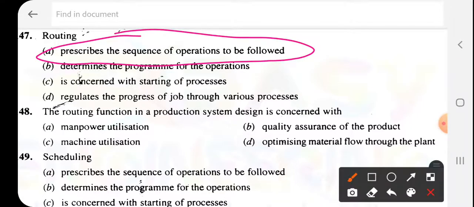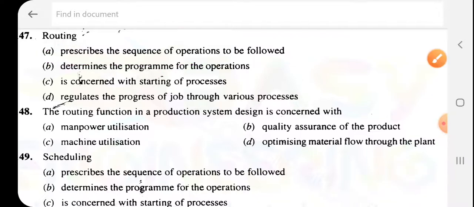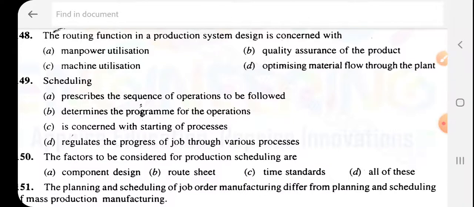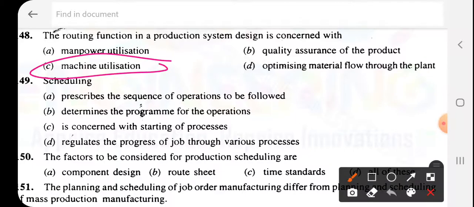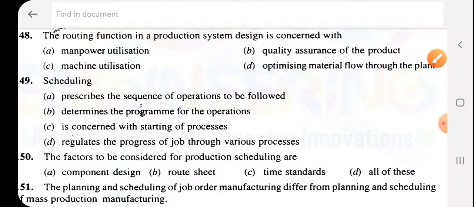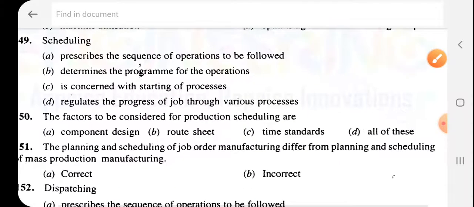That is the route, one route you have to follow. The routing function in a production system design is concerned with. So 148 is C, that is the machine utilization. So in machine utilization, suppose first we have to do lathing, after that grinding, after that finishing. So these are machine 1, machine 2, machine 3, and there will be one route path that you have to follow. Then machine utilization will be proper.